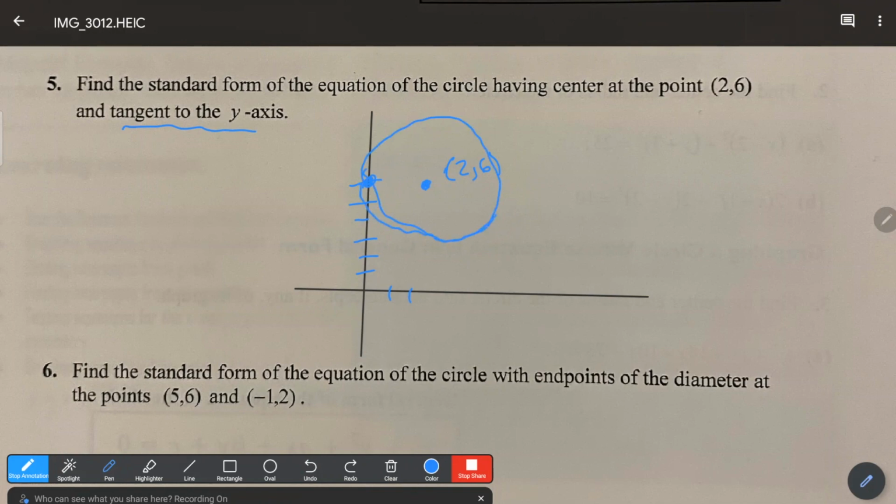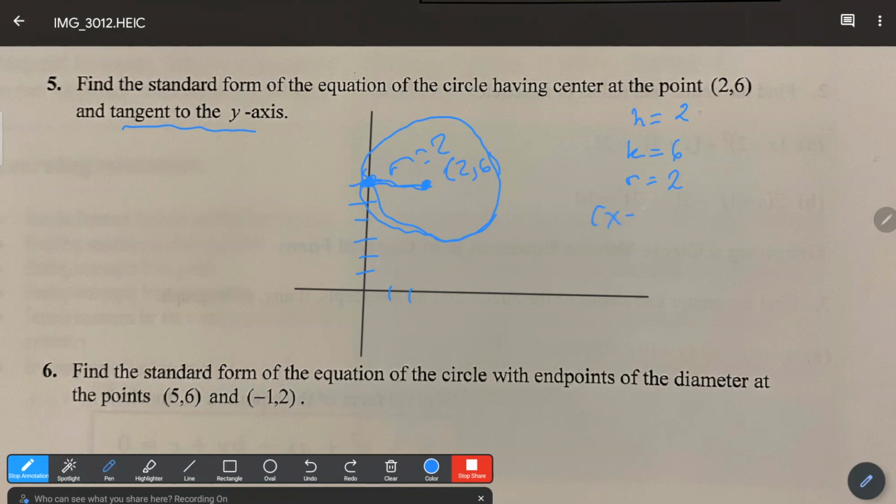So remember, we need H, we need K, we need R. H is 2, K is 6, R, well, it's just the radius, right? And the radius is obviously just 2, isn't it? I mean, yeah, I could find the distance formula, but it's obviously 2, right? Because it's only 2 away from the endpoint. So it's 2.